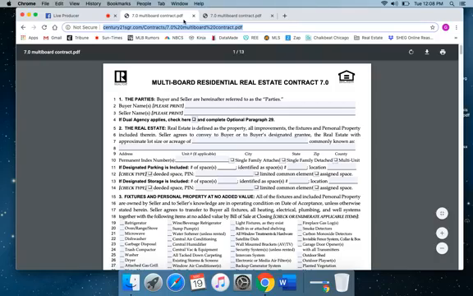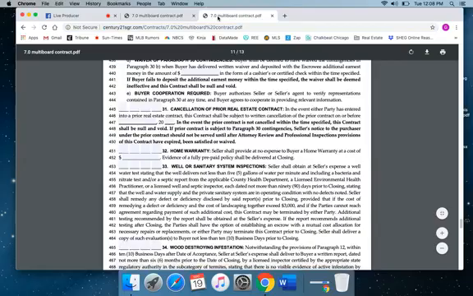Today's topic, page 11 of the real estate contract. Page 11 deals with paragraphs 31 through 35. Starting with paragraph 31, cancellation of prior real estate contract.